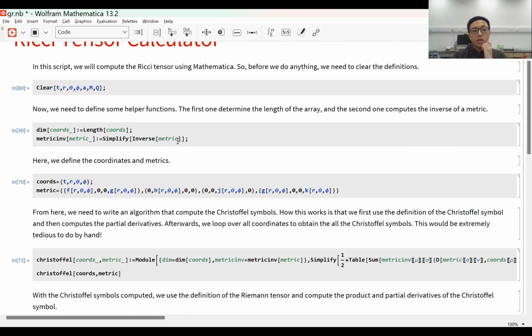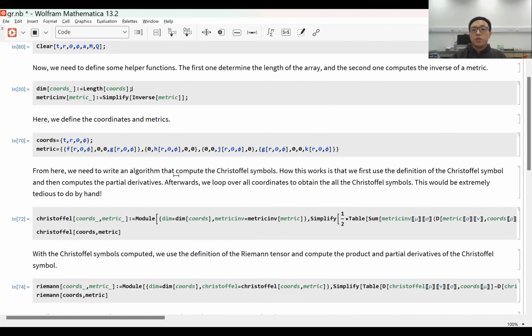So the metric here, we define the metric as an array later. So this is a multi-dimensional array. And then what we can do is we can take the inverse by using the inverse function. And then the simplify is just to make the expression look a little nicer. So afterwards, we have to define the coordinates in the metric. So the coordinates are t, r, theta, and phi.